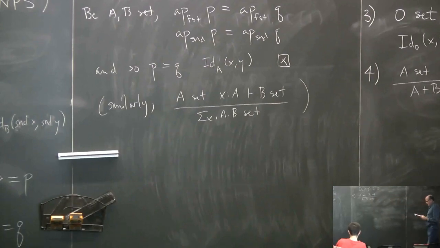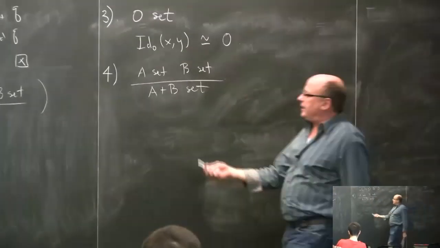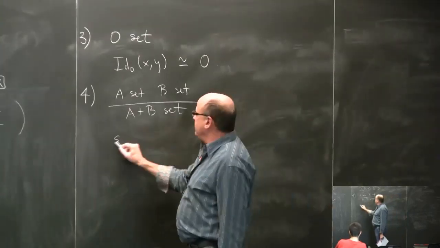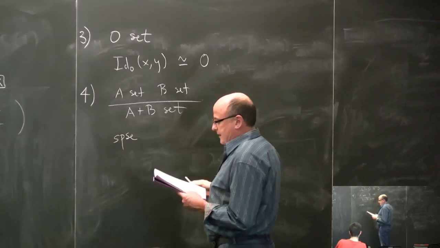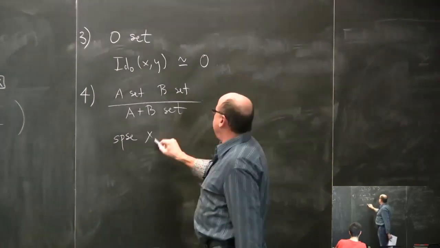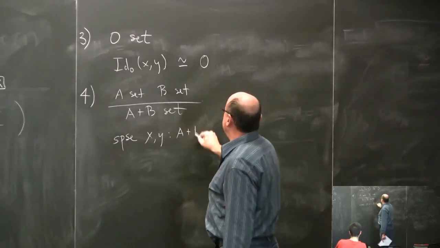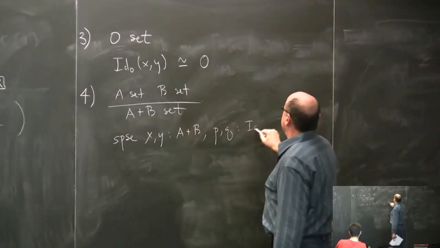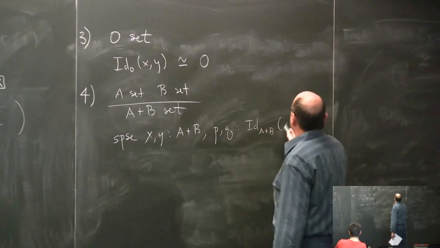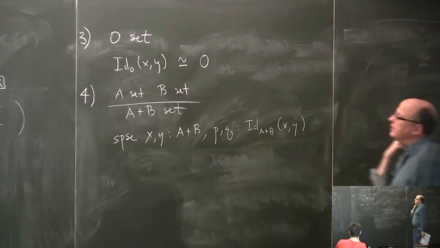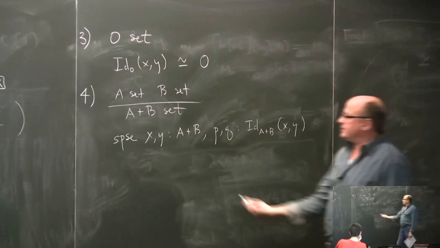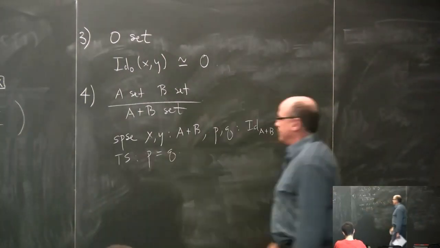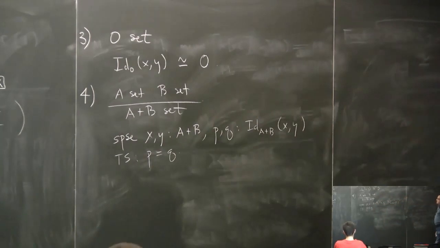So how is this going to go? Okay, let's watch, because we did a lot of work. I spent a whole lecture on this, more or less. And so what we did is we said, suppose we have x, y in A plus B, and we have P, Q, our paths in A plus B between x and y. Now, just to remind ourselves, we want to show that P is equal to Q in that type. Okay, so that's what we're going to do.